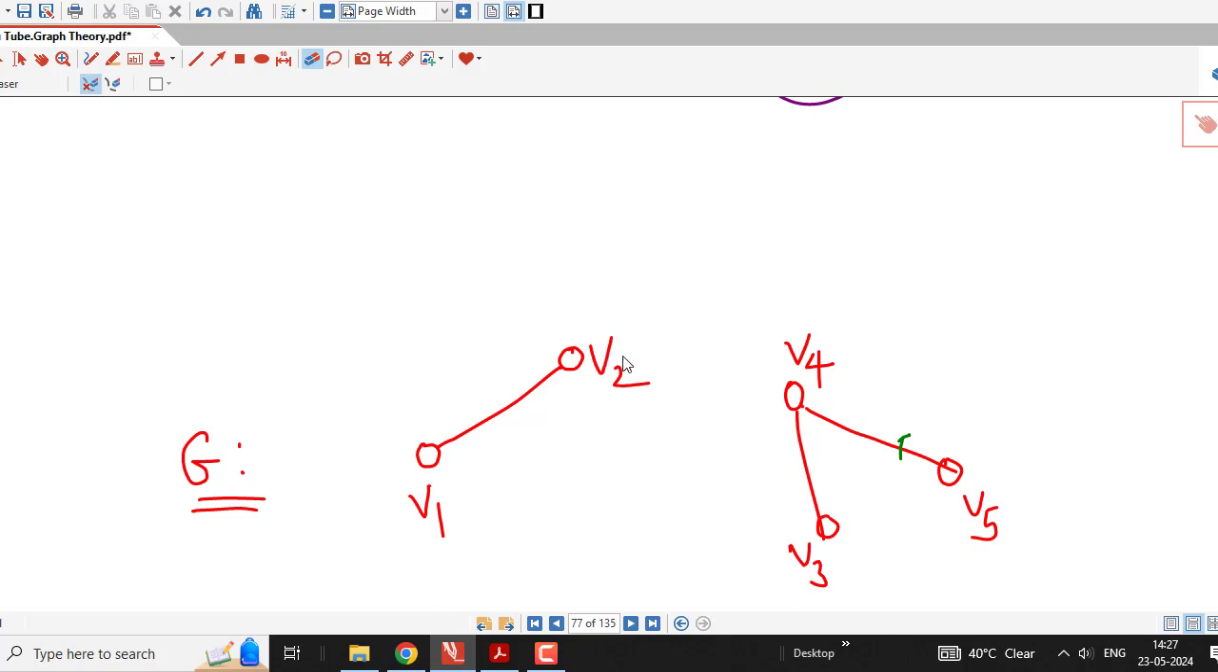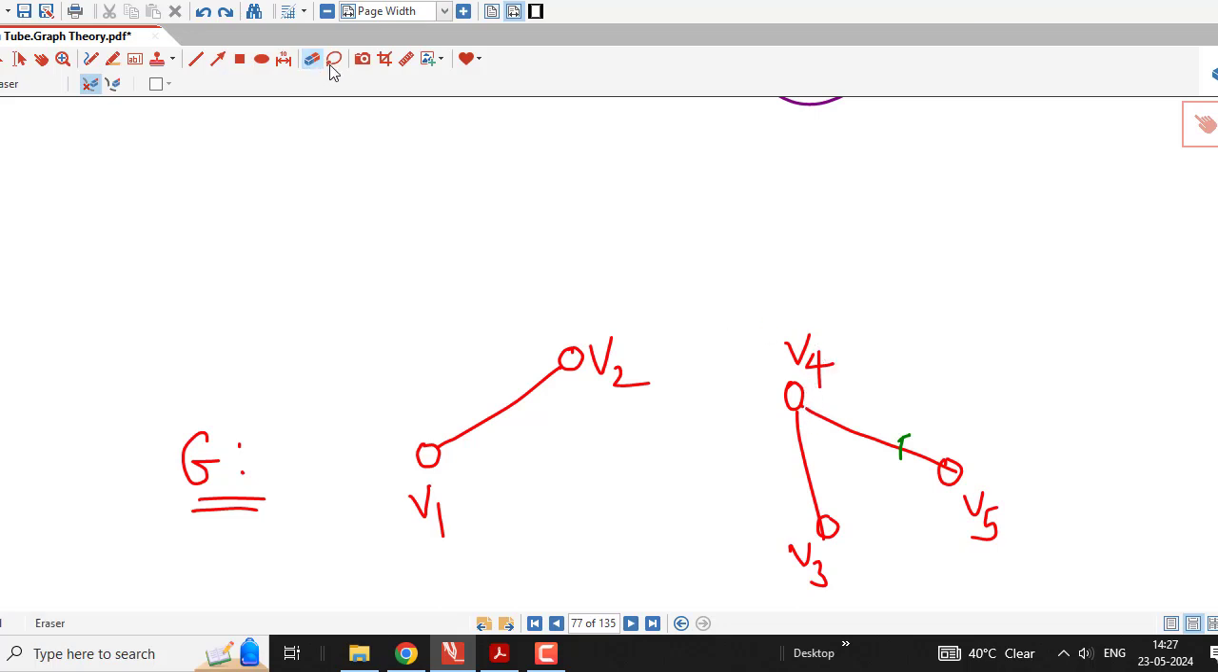Suppose I remove vertex V2 and edges incident with V2, then also there are two connected components. So V2 is not a cut vertex in this case also, because after removing V2, the number of connected components we obtain is 2, that is the same number as for the original graph. Suppose I consider removal of vertex V4.